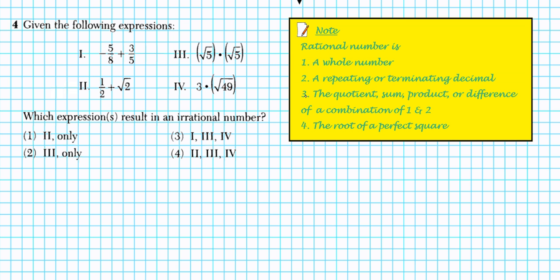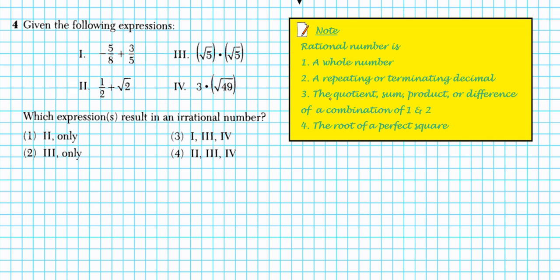Okay, so a rational number could be a whole number like 1, 2, 3, 4. Whole numbers and their opposites, basically the set of integers. It could also be a repeating or a terminating decimal. In decimal form, either you see the same pattern repeating itself over and over again, or it terminates, it stops after a certain number of decimal places.